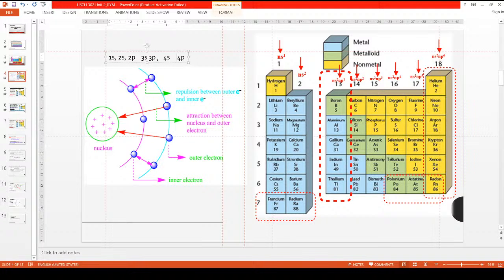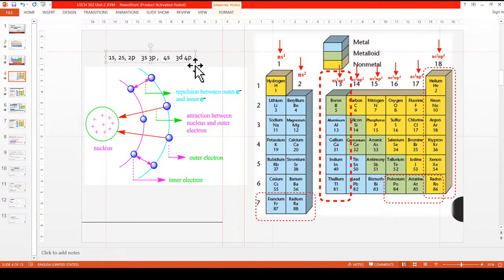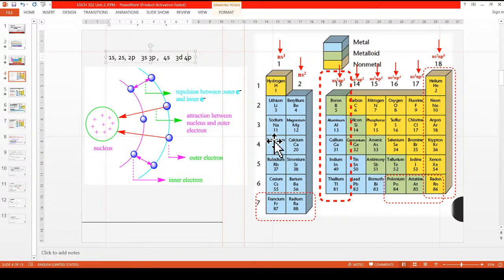But here, since d orbitals occupy the n minus 1 level, the 3d orbital, because of its cloud expanding effect, instead of occupying the third shell, goes to the fourth shell. So the fourth shell starts with an s orbital and ends with a p orbital, but in between there is a d orbital.